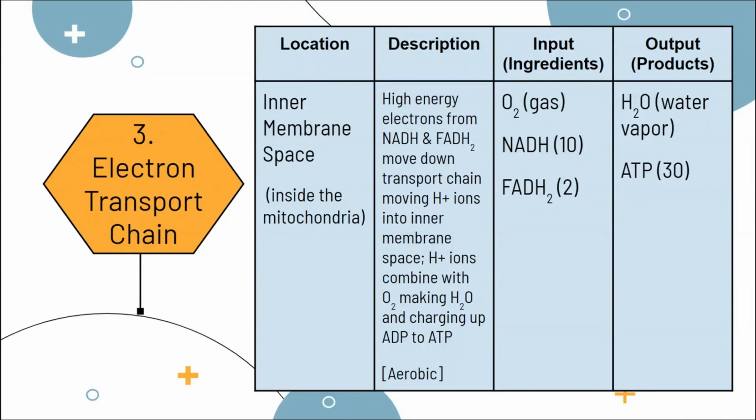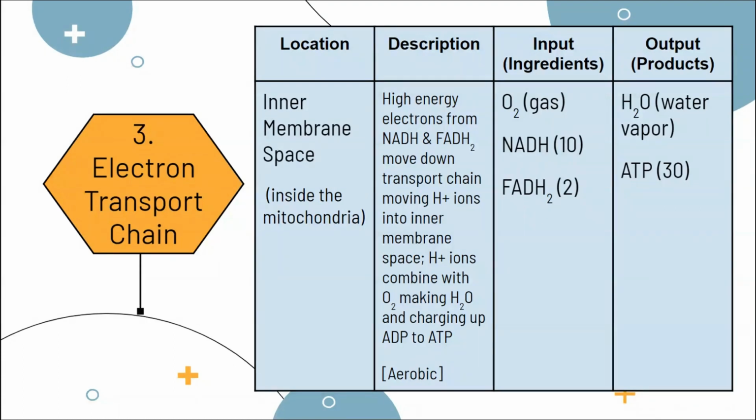The third one, we sometimes have broken this up into 2 actually, ETC and ATP synthase, but we simplified it just to be ETC, or electron transport chain. This occurs in the inner membrane space, so just outside of the matrix, inside the mitochondria though. Its description is high energy electrons from NADH and FADH2, so it takes those molecules that we made in glycolysis and Krebs cycle, it takes all of those, moves down the transport chain, taking those H's from the NADH and the FADH2, takes those hydrogen ions into the inner membrane space.